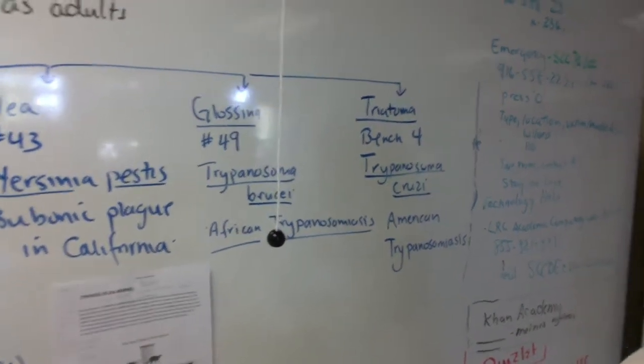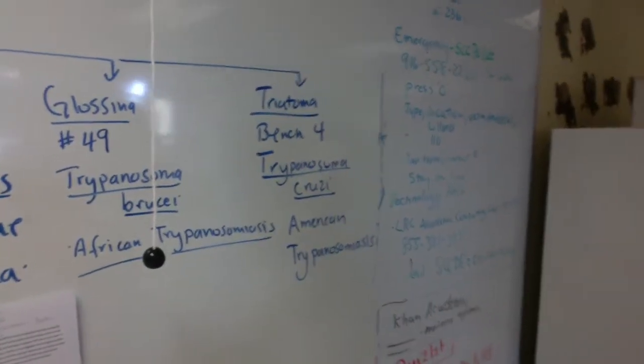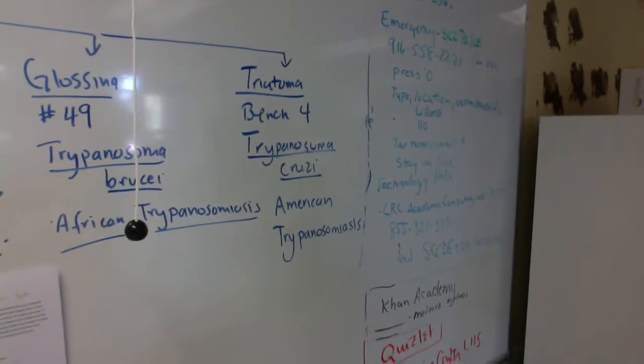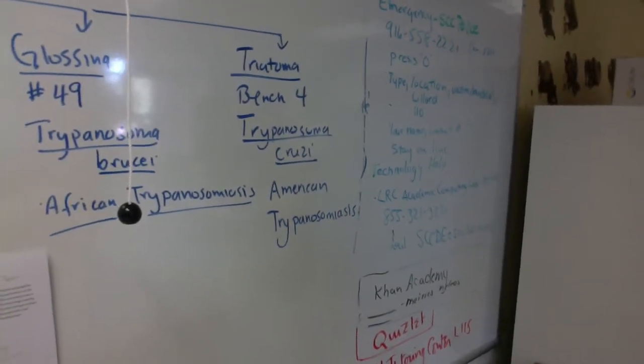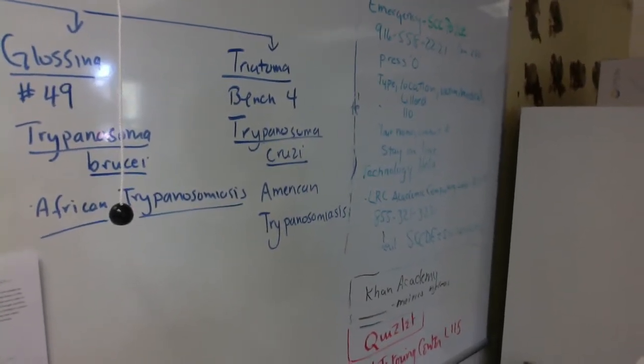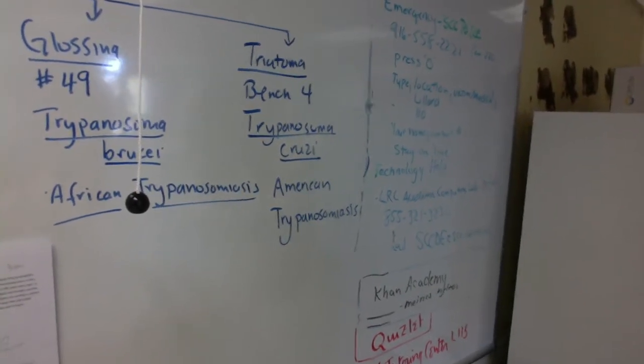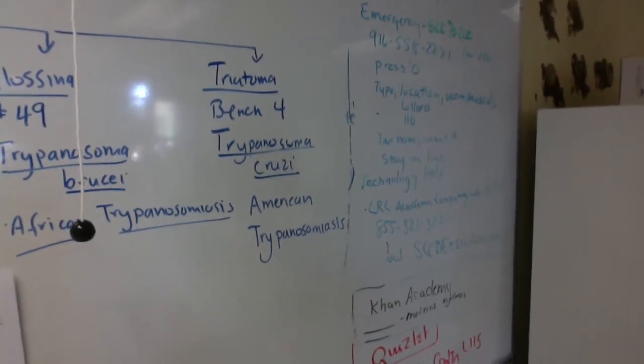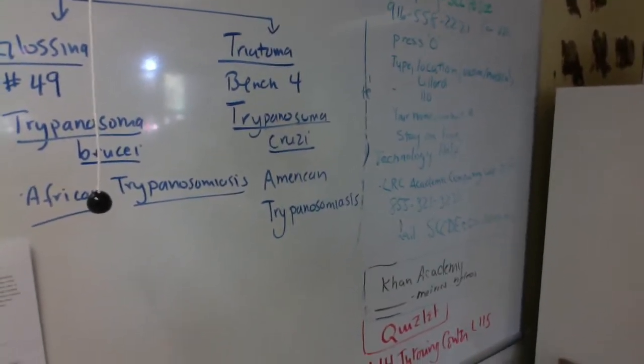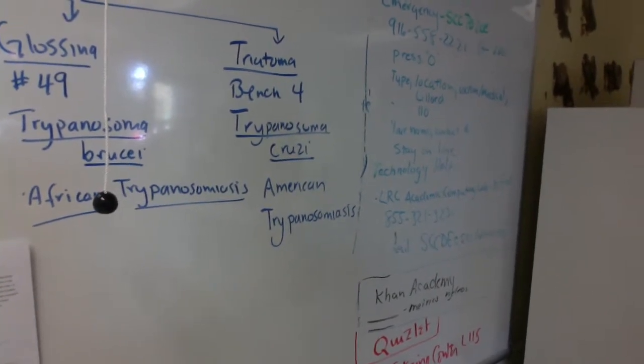And then again, folks, the screen's gone blank, so I hope we can see this. The next two vectors are ones we're familiar with. Glossina, slide 49, vector of the protozoal parasite Trypanosoma brucei, causing African trypanosomiasis. And the last one is Triatoma, bench 4, vector of Trypanosoma cruzi, causing American trypanosomiasis.